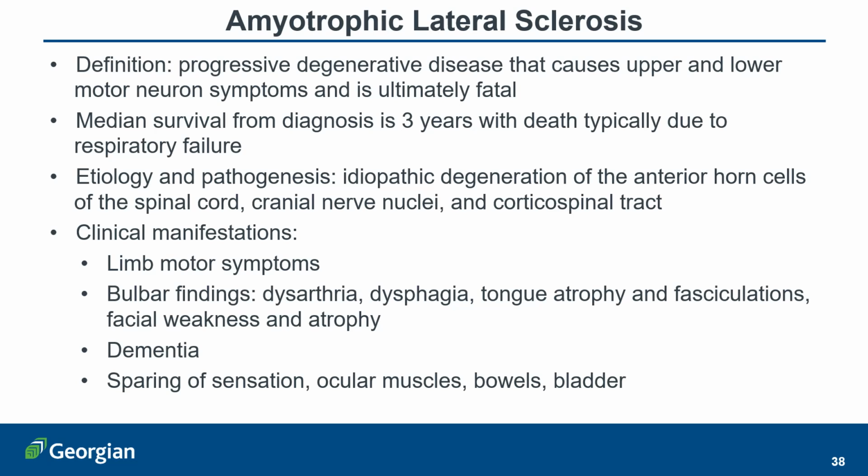In terms of the clinical manifestations of ALS, they are motor symptoms of the limbs, the lower limbs, as well as bulbar findings, which means that there is difficulty speaking or dysarthria, dysphagia or difficulty swallowing, tongue atrophy and fasciculations of the tongue, facial weakness, and atrophy of various muscles. In the latter stages of ALS, dementia invariably develops as well.